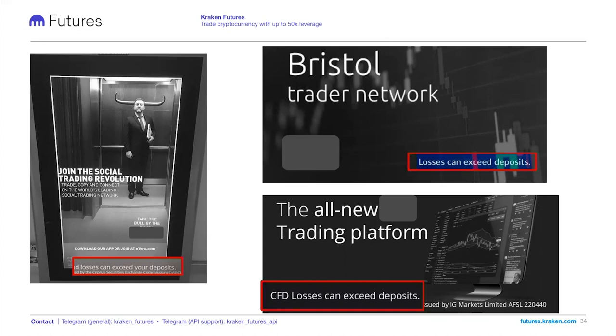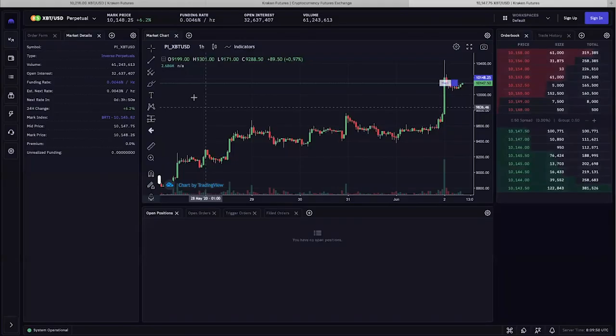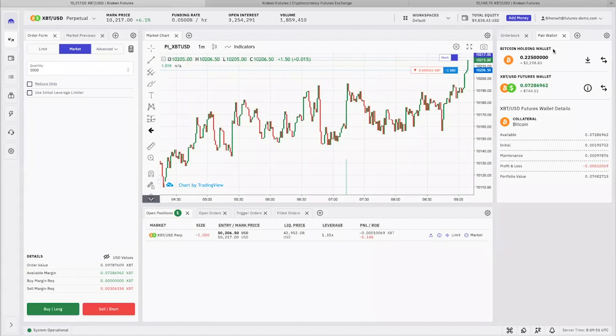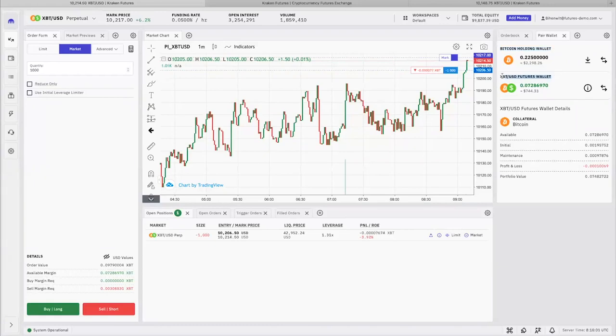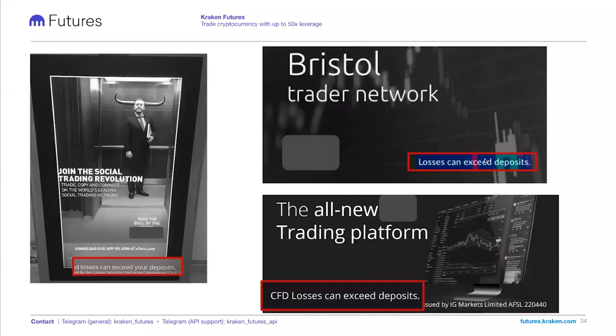In fact, the only funds you ever have at risk are funds that you have explicitly placed in your futures wallet. So returning to the platform here, I'll just show you quickly. Yeah. So the funds in the Bitcoin holding wallet are never at risk. They can never be affected by trading activity on the platform. The funds in the futures wallet are your funds at risk. So that is margin for the trade, but you can never lose more than the amount in your futures wallet. So we don't have negative equity on Kraken Futures, and therefore we use liquidations as a way to make sure that people never go into negative equity. It protects the overall system, and it actually protects our users as well.